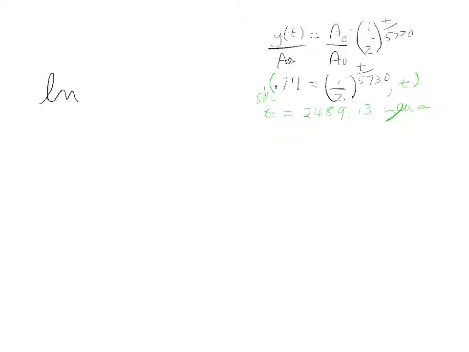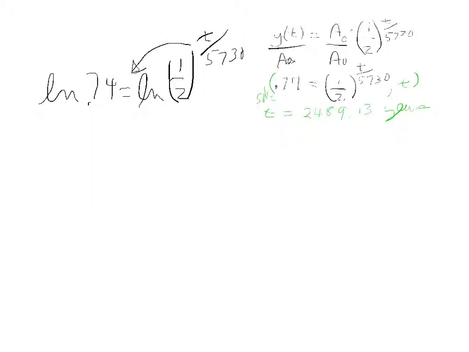So the natural log of 0.74 equals the natural log of 1/2 to the t over 5,730. And then you know your properties of logs. This is going to swing down. So then you have the natural log of 0.74 equals t over 5,730 times ln 1/2.